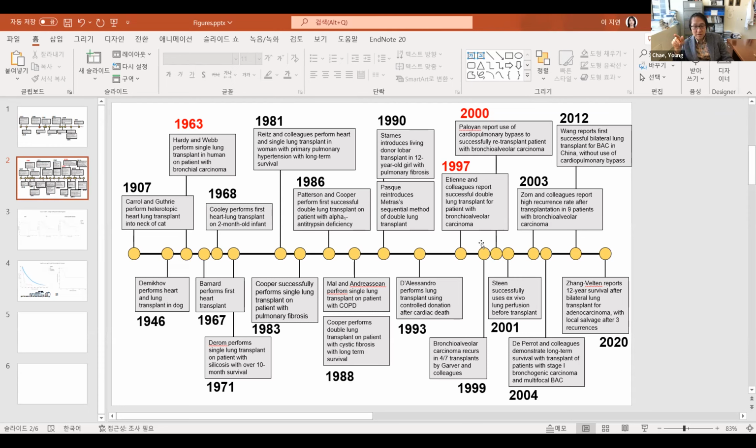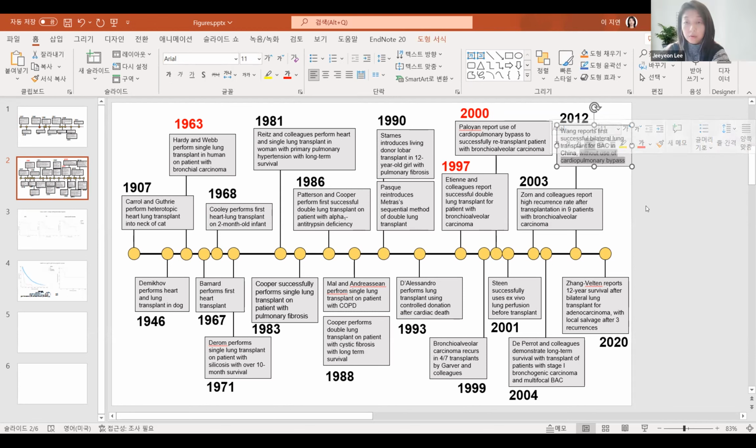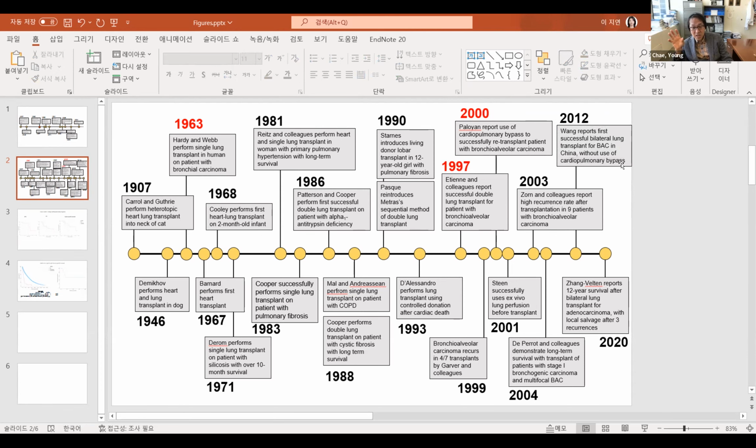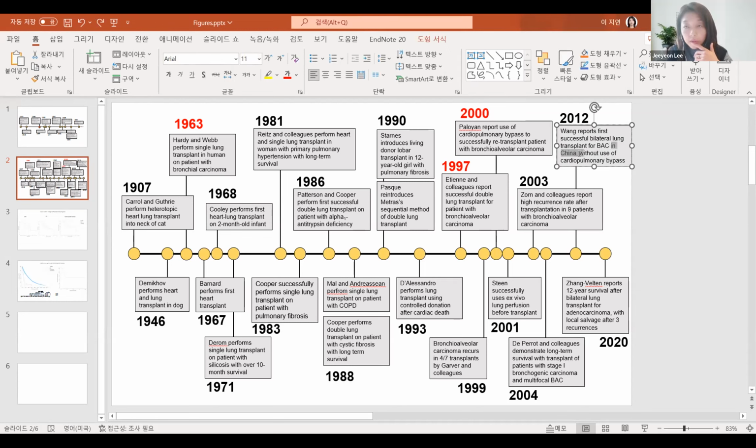So for 2012, take out the China. What I mean is bilateral without the ECMO. Is it the first time in the world, not just in China? In that box, the phrase "in China" goes out, because that's the first time in the whole world, right?